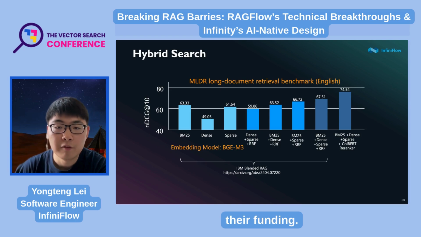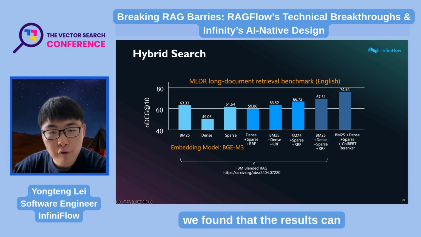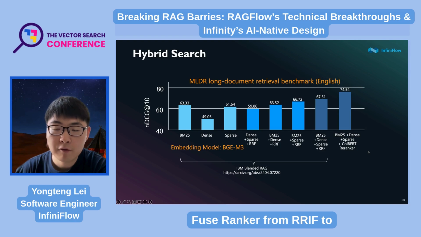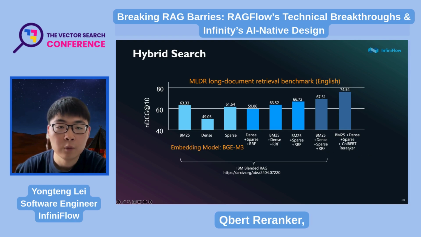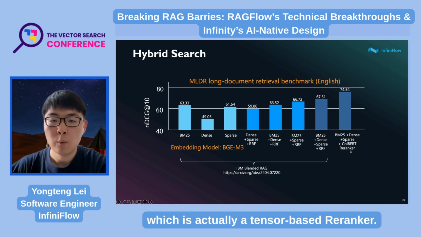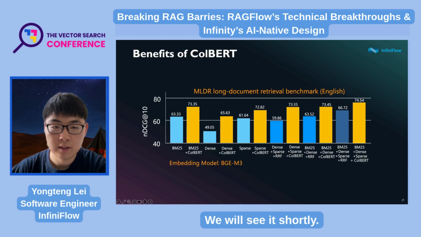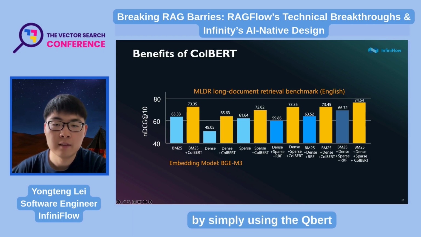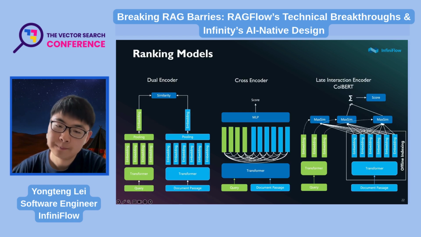Besides, we found that the results can be even much higher if we change the naive fusion ranker from RRF to ColBERT re-ranker, which is actually a tensor-based re-ranker. We will see it shortly. Yes, we could see that we got overall improvement by simply using ColBERT as a re-ranker.